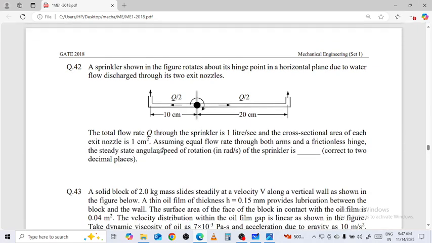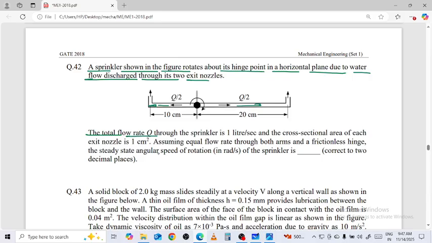Next, sprinkler. Irrigate the fields too, brother. A sprinkler shown in the figure rotates about its pivot point in a horizontal plane due to water flow discharged through its two exit nozzles, Q upon 2 and Q upon 2, at 10 and 20 centimeter.